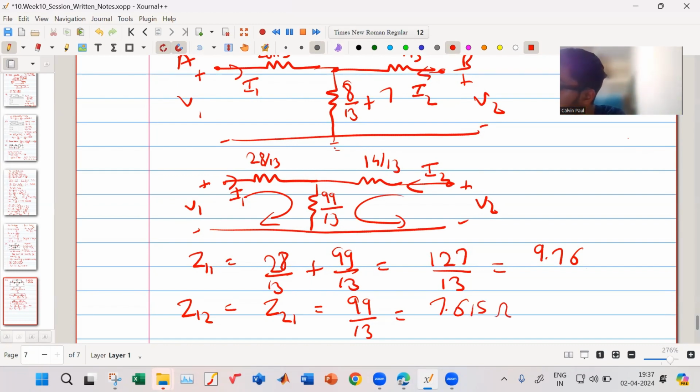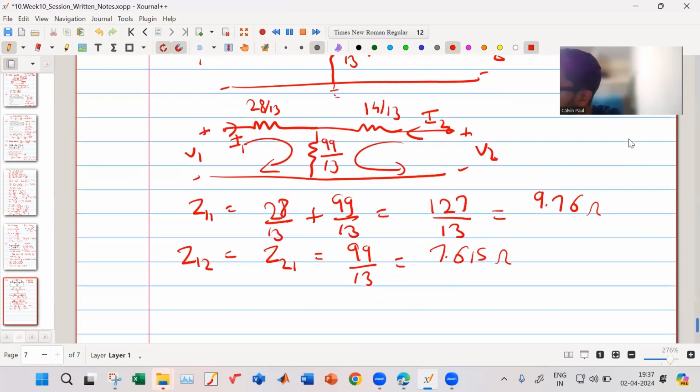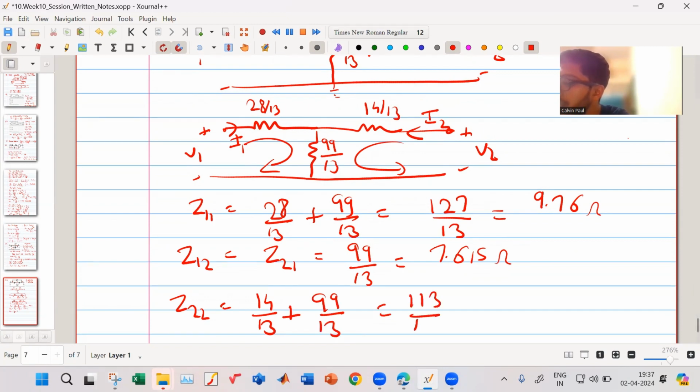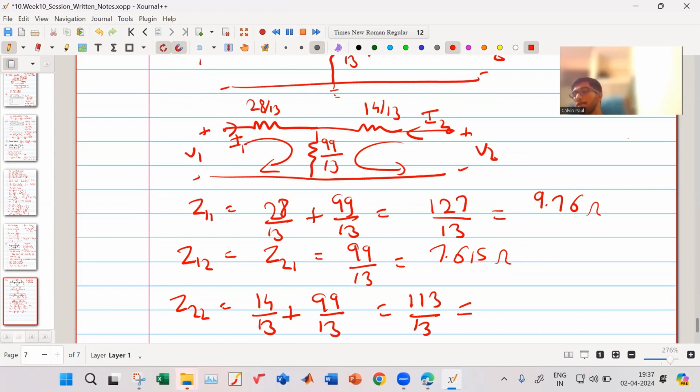Okay, the ohm, I forgot ohm. So what is your Z22? That should be V2 by I2. Z22 is 14 by 13, 99 by 13. That is 113 by 13. And that is equal to how much? Eight point six nine ohm.